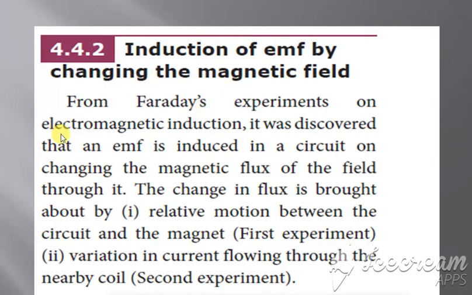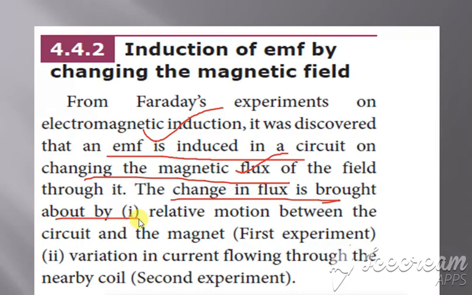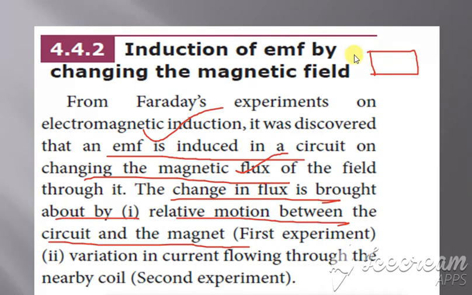From Faraday's experiment on magnetic induction, it was discovered that an EMF is induced in the circuit when there is a change in the flux. We always know that a change in the flux produces an EMF. That change in the flux is brought about by the relative motion between the circuit and the magnet. So how we move these two things, the circuit and the magnet, is said to be the relative motion.